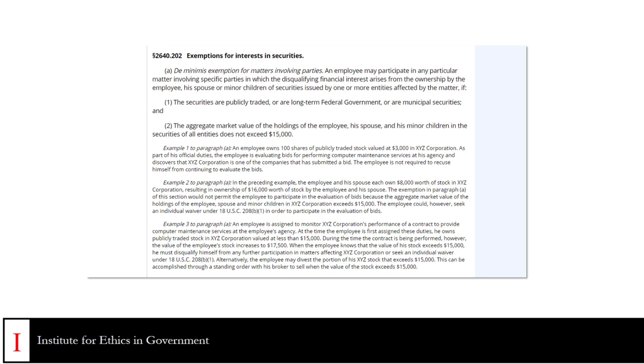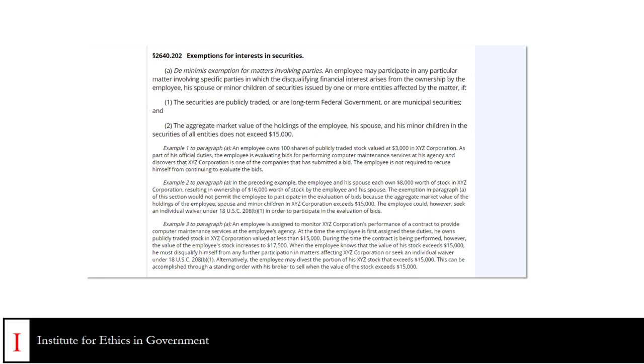If we look at 2640.202, exemptions for interests in securities, we do have a de minimis exemption for matters involving parties. So those are the kinds of particular matters that produce a conflict of interest through named parties. For example, an investigation or a licensing or litigation. And we have a de minimis threshold of $15,000 for financial interests arising from ownership of publicly traded securities. In this case, we have a public stock holding. We know that it's valued at less than $15,000, so there is an exemption available.